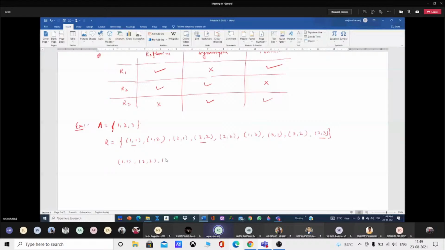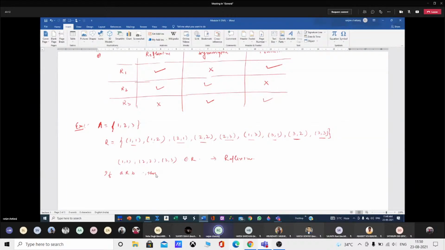Next, you see 1 1, okay, leave it. So 1 2, then 2 1 is there. 2 3, then 3 2 is here. 1 3, then 3 1 is here. Okay. So it is symmetric also. If A is related to B, then B is related to A. So it is symmetric.